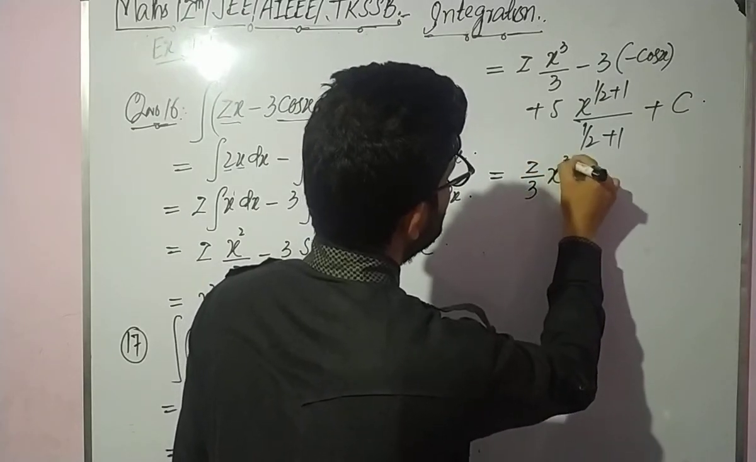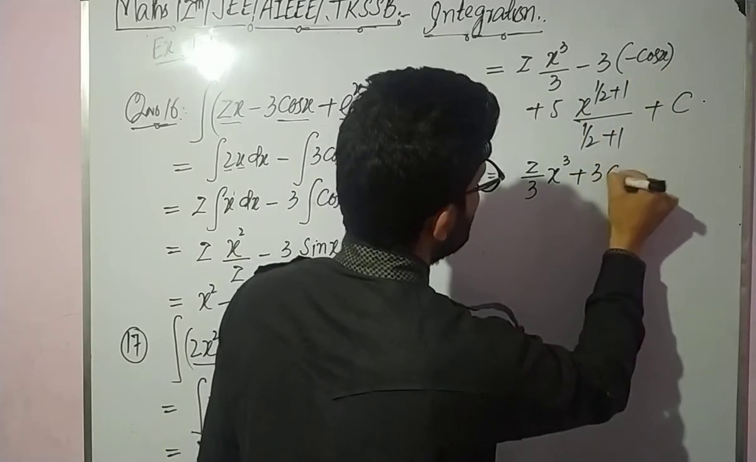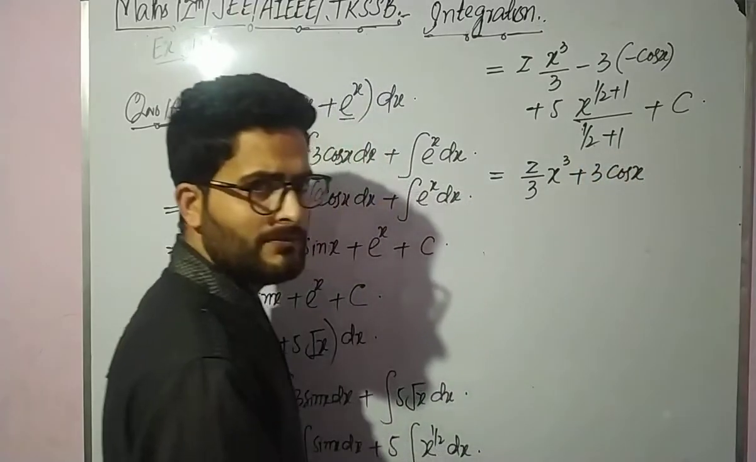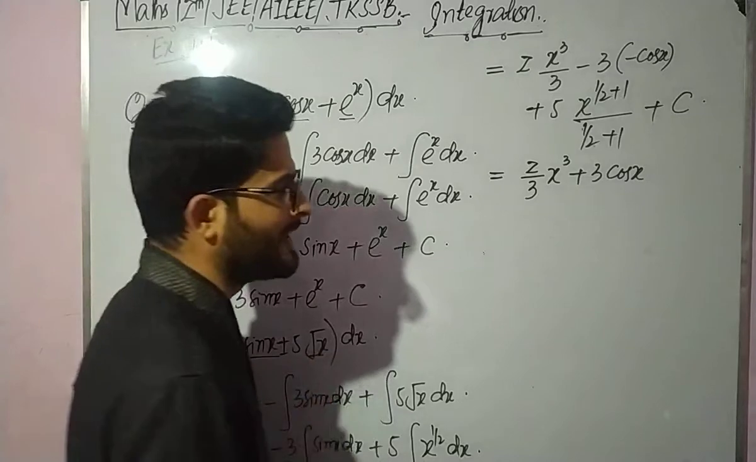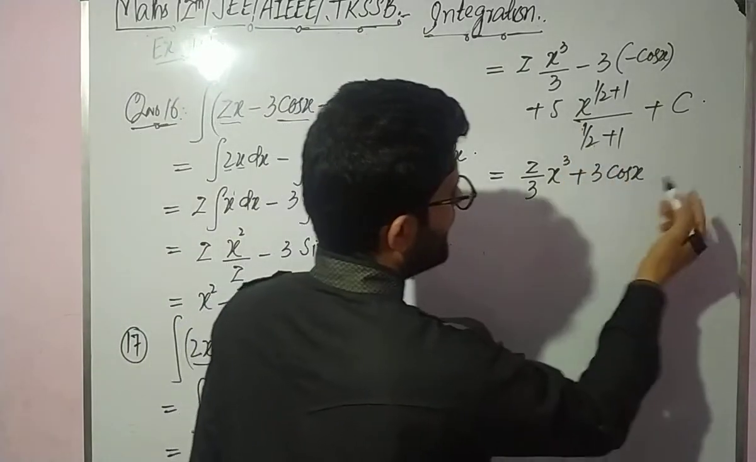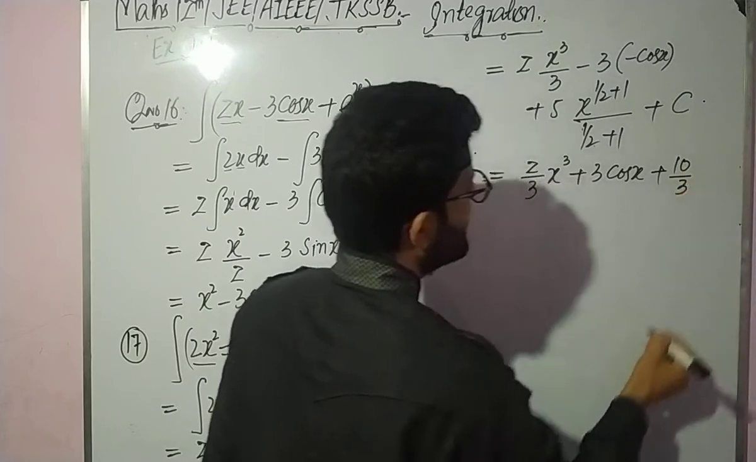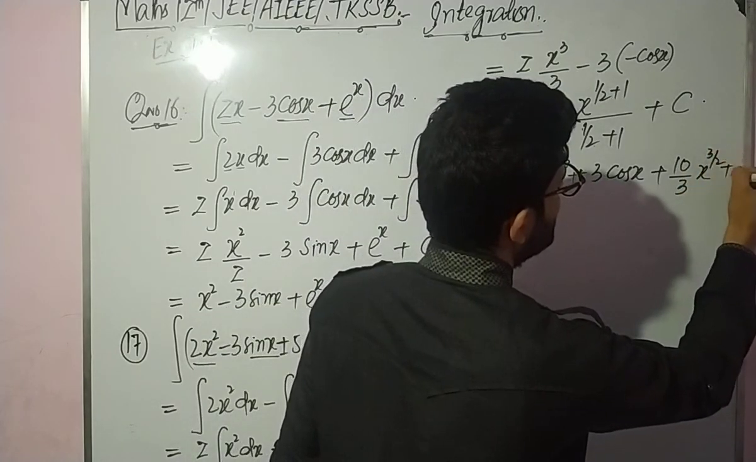2 by 3 x cube, minus into minus is plus 3 times cos x. Yes, this is 1 by 2 plus 1 will become 3 by 2. Dividing by 3 by 2 means multiplying by the reciprocal, which is 2 by 3. Now multiplying with 5, it becomes plus 10 divided by 3. Yes, x raised to the power 3 by 2 plus c.